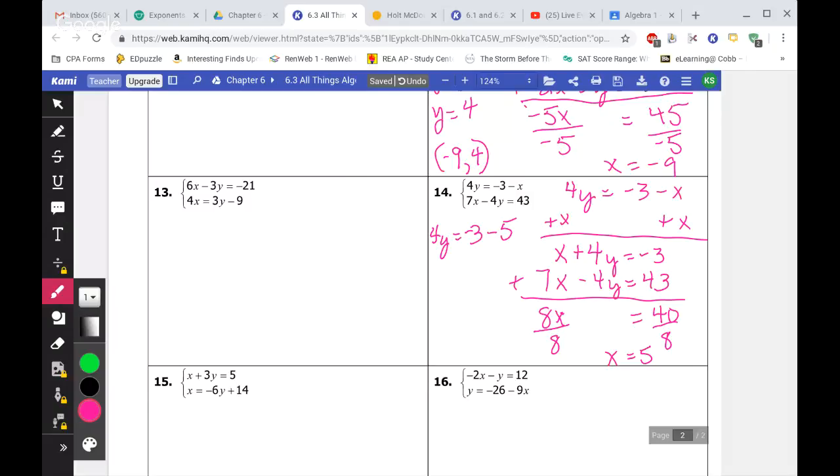Minus 3 minus 5, because there's a minus, and this would be in parentheses, but that just turns it to a negative 5. So I have 4y equals negative 8. Divide both sides by 4, and y equals negative 2. So the solution to this system of equations is 5, negative 2. That means if I were to graph these two lines, that is the point, 5, negative 2, where they would intersect.